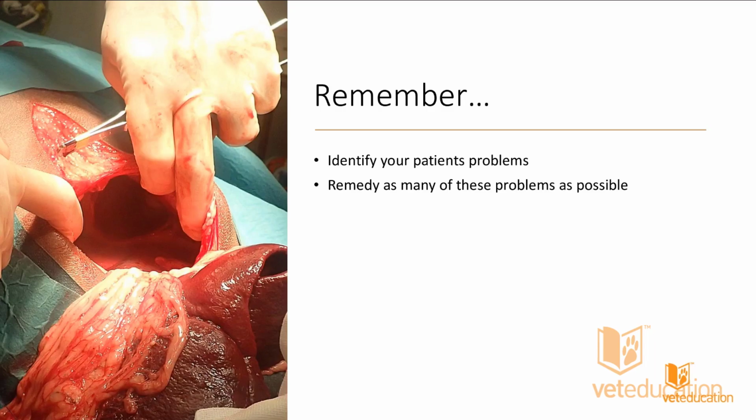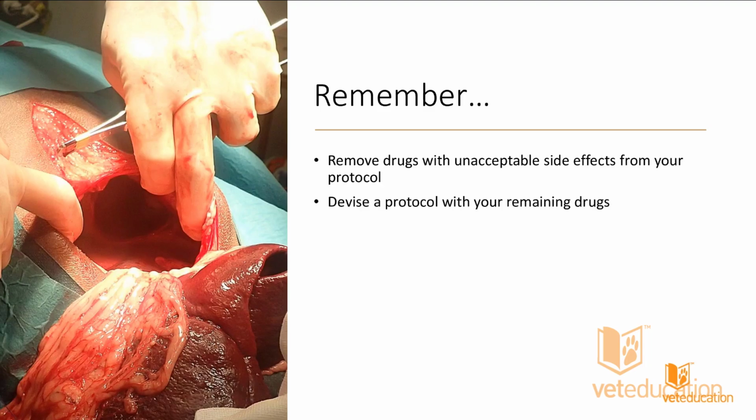Just remember to identify your patient's problems and then fix as many of them as possible. If you write your patient problems down, it's really hard to mistakenly forget one of them. Okay, if they're all written down in front of you, you can develop an action plan to remedy or fix as many as you possibly can, because the more normal you can make your patient before they have their anesthetic, the lower the risk is to your anesthetic. Okay, so I cannot stress that enough, that you should try and fix up as many things as you possibly can before you anesthetize your patient.